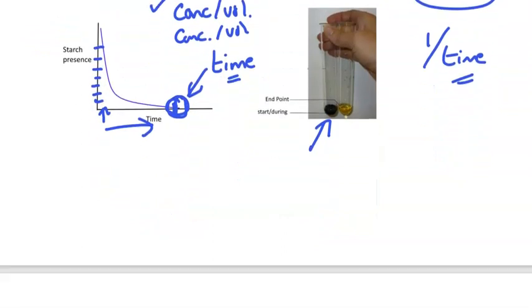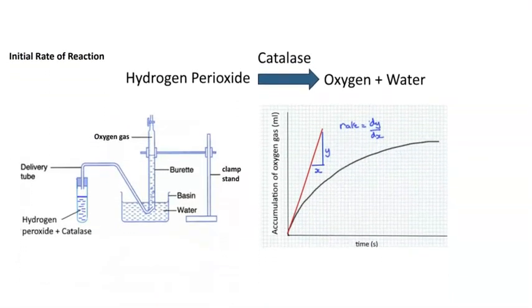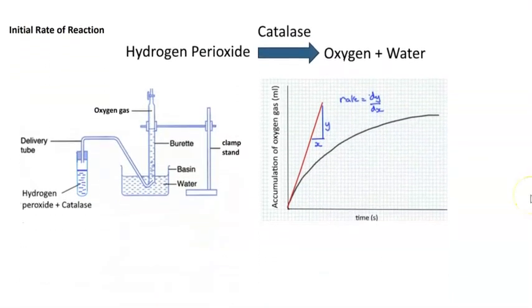Let's compare that to an example of initial rate of reaction calculations. Here, I'm going to take hydrogen peroxide and break it down into oxygen and water through the action of the enzyme catalase. With this, what I'm going to measure is the production of oxygen. And here, we're collecting the oxygen over water.